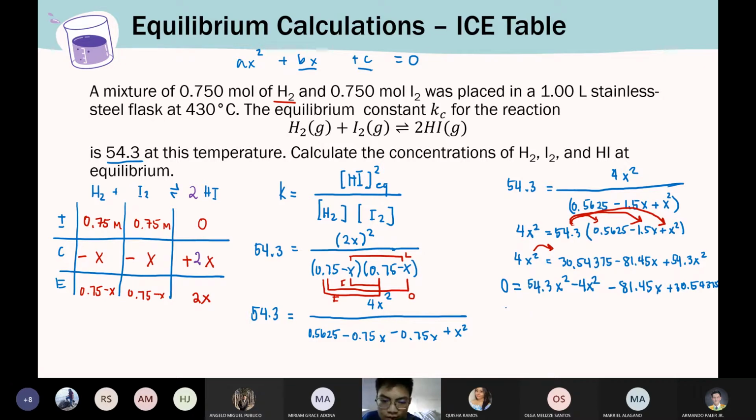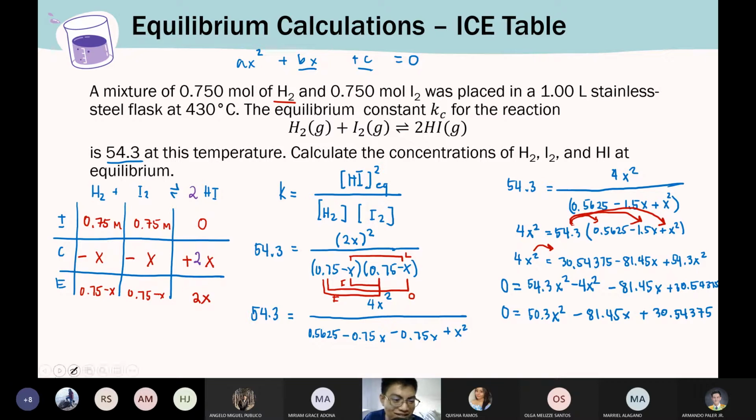Pasensya na. Nag-quadratic tayo. So, 54.3 minus 4, di 50.3. Okay? And then negative 81.45x plus 30.54375.